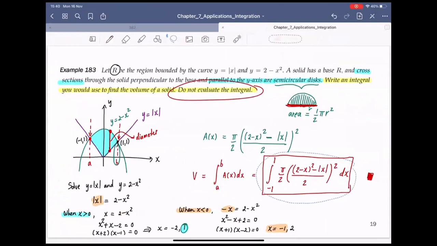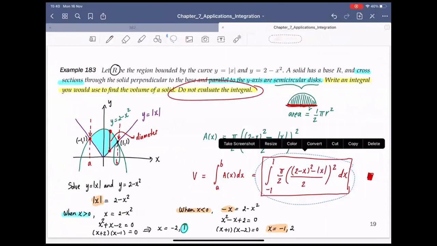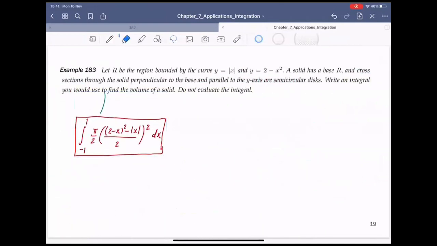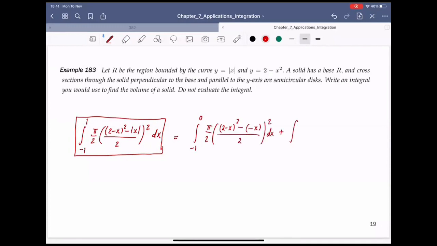Let me copy this to the next page. So what if you want to integrate this thing? We're going to integrate from -1 to 0, pi over 2 times (2 minus x squared minus -x) squared over 2 dx, plus the integral from 0 to 1 of pi over 2 times (2 minus x squared minus x) squared over 2 dx.